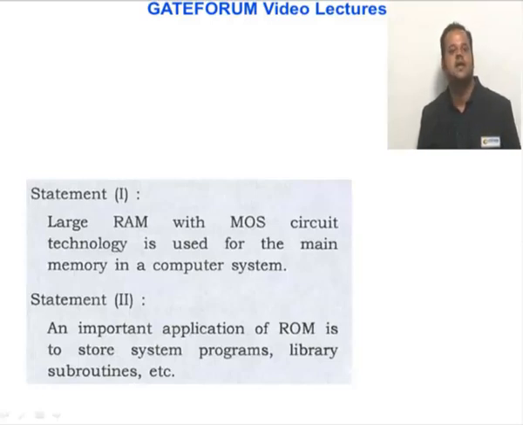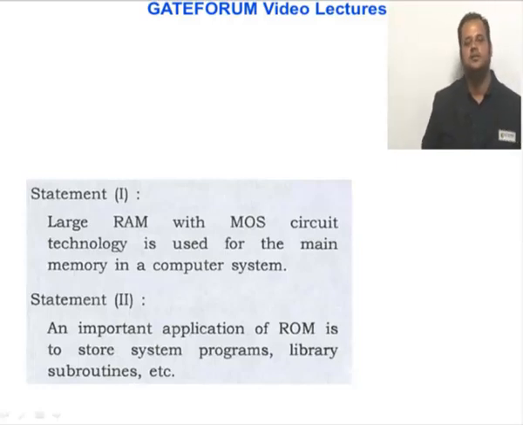But can we say the second statement is the right reason for statement 1? No, because these are two unrelated statements. The first statement is speaking regarding RAM and its technology. The second statement is speaking regarding the application of ROM. So there is no link between them. What should we say then? Statement 1 is right, statement 2 is also right, but the second statement is not the right explanation of statement 1. This option is given in option B. So B should be the right answer for this.